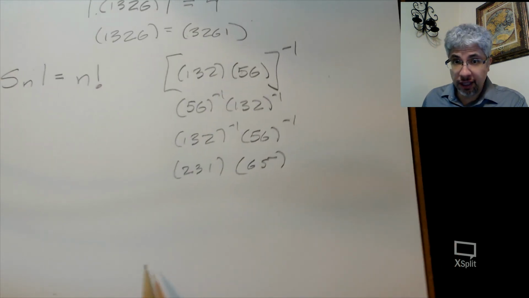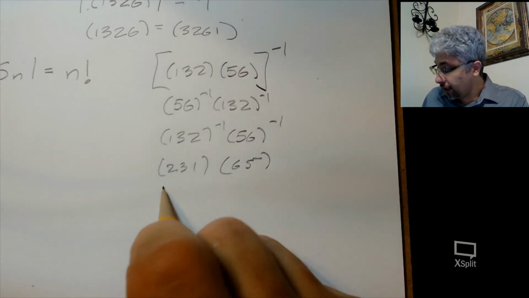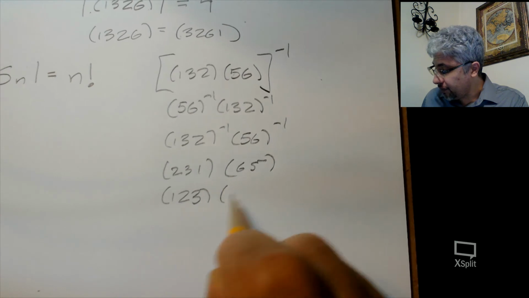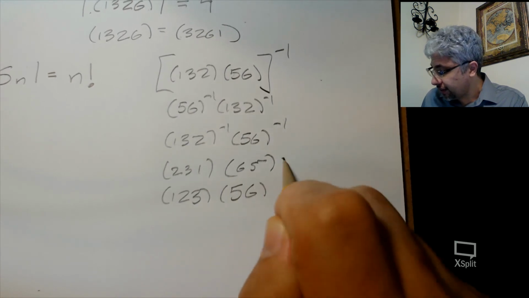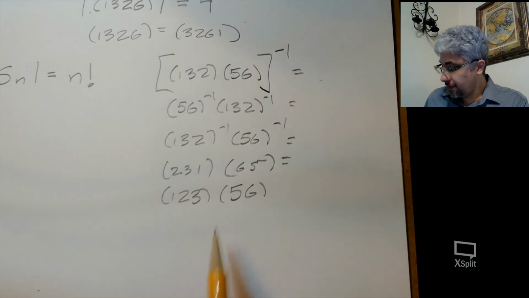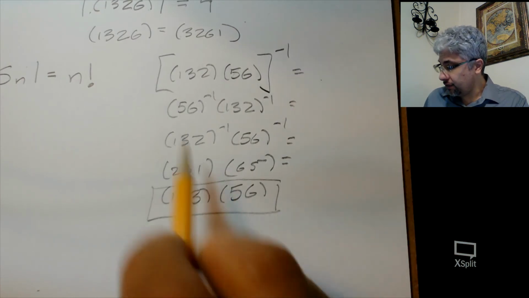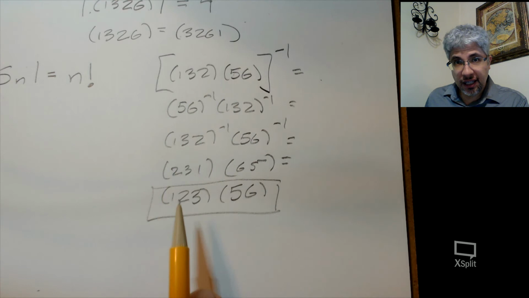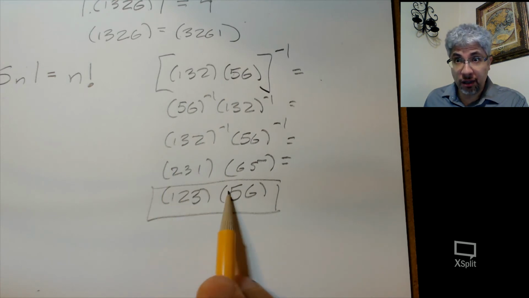However, I could rewrite these as well. I could rewrite this as (1 2 3) and I could rewrite this as (5 6). So that is the inverse of (1 3 2)(5 6). It happens to be (1 2 3)(5 6).